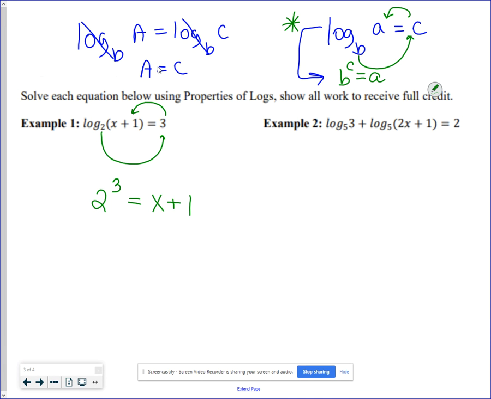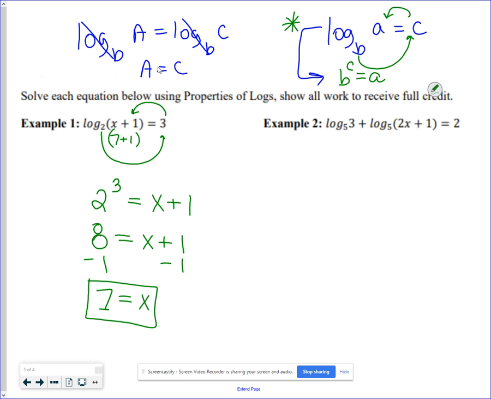And then simplify your exponent. 2 to the third power is 8. So 8 is equal to x plus 1. Minus 1, 7 is equal to x. Now, check your answer. If you plug 7 here, what's 7 plus 1? Positive 8. So it works, because that number can't be a negative. It turns out to be the positive 8, so it works.